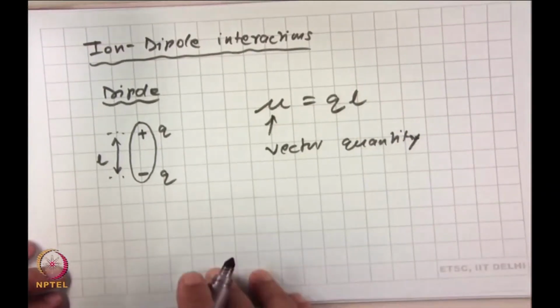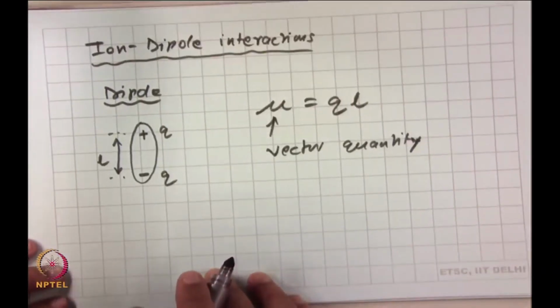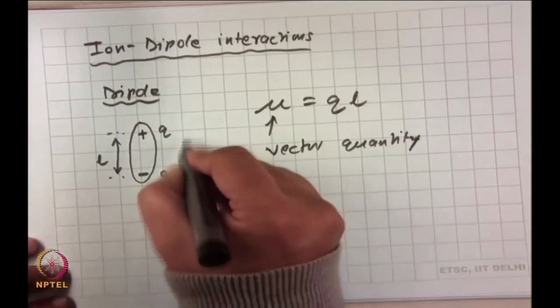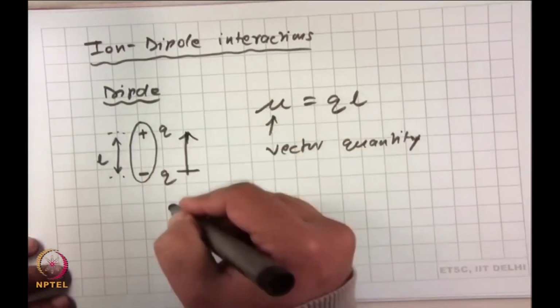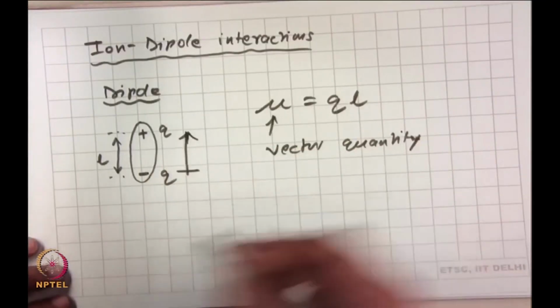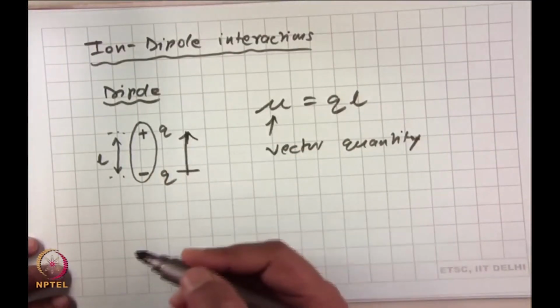Dipole moment is a vector quantity, always remember that, because it has direction. And what is the direction like? This is the directional nature of your dipole. That is why it is a vector quantity. Vector is all about directions, it is not a scalar quantity.